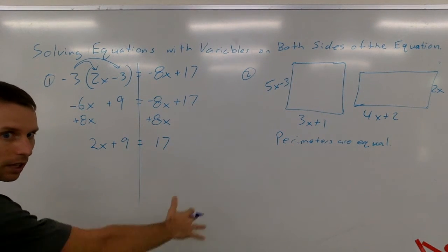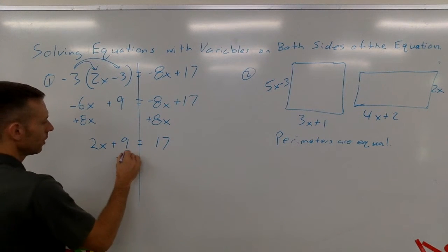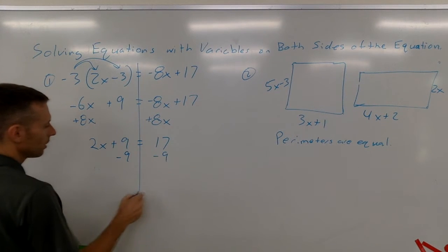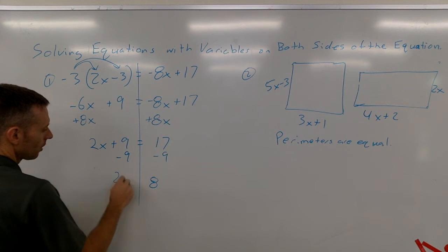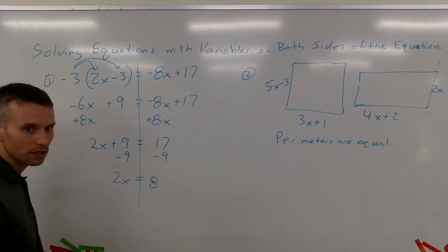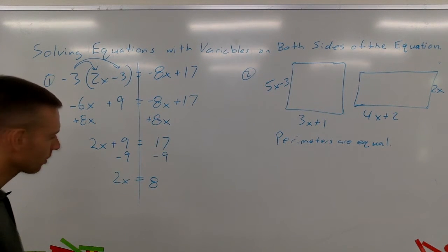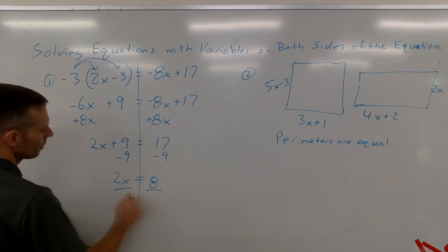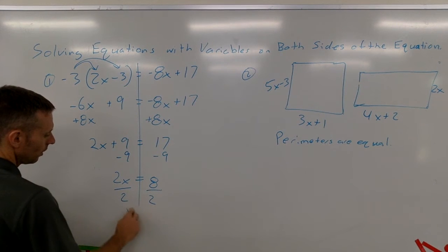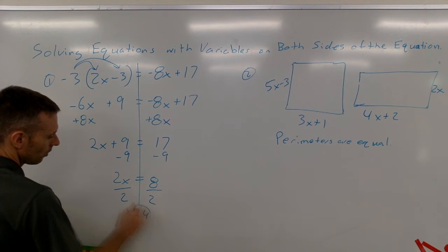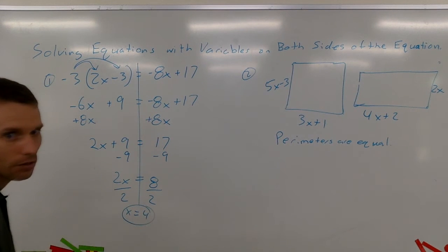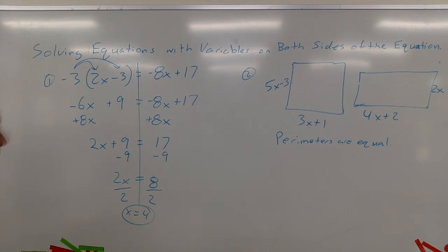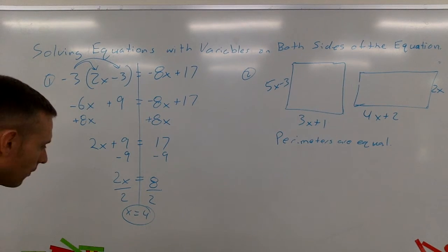Now I'm going to move the 9 over to the other side. So in order to do that, I'm going to subtract 9 from both sides, and I get 2x equals 17 minus 9, which is 8. And of course, the last step I'm going to do is divide both sides by 2, and now I have x equals 4. Excuse me, I said that was the last step. That's not the last step. The last step is to check our answer.